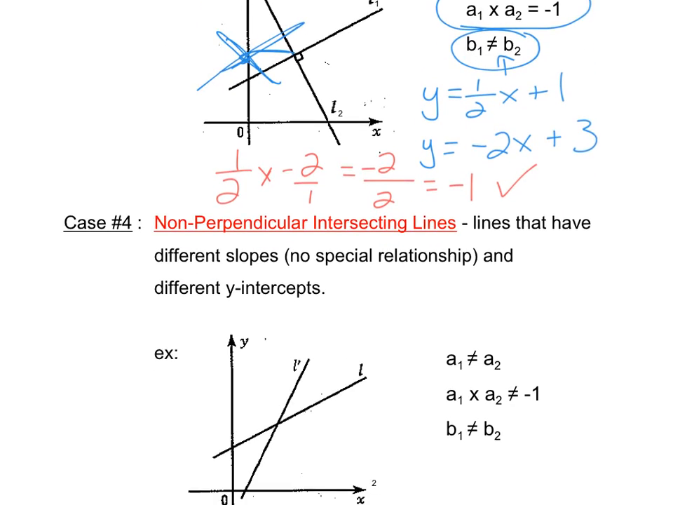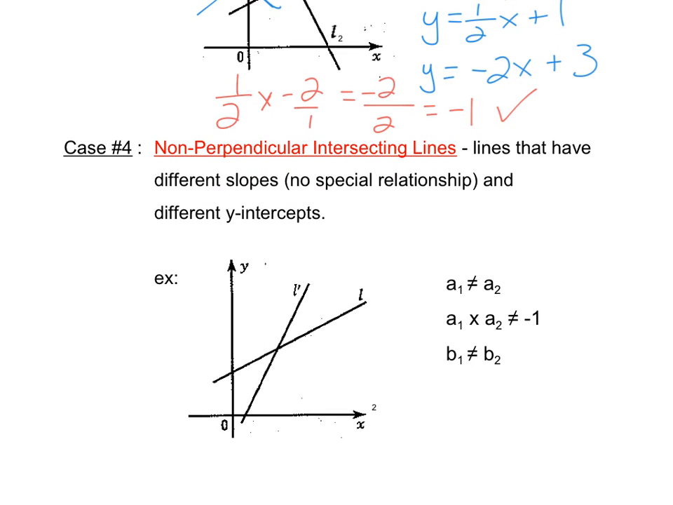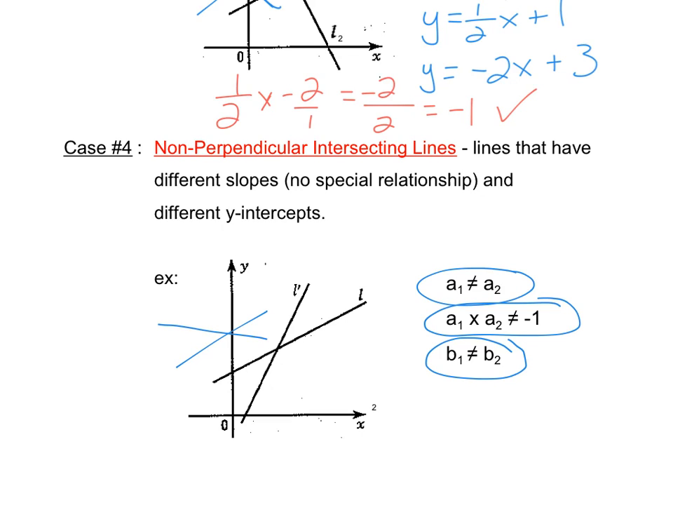Our last case is when you have lines that are intersecting and they're not perpendicular. So basically there's no special relationship between the slopes. The slopes aren't equal because they're not parallel. They are not negative reciprocals because they're not perpendicular. And often their y-intercepts are not equal. But this could happen. They could be intersecting like this at the y-intercept, so they could have the same y-intercept.